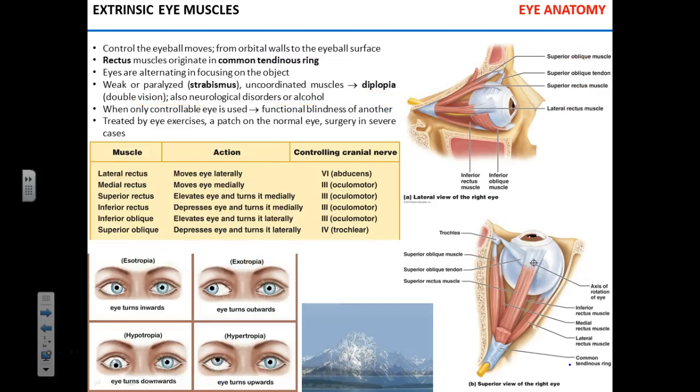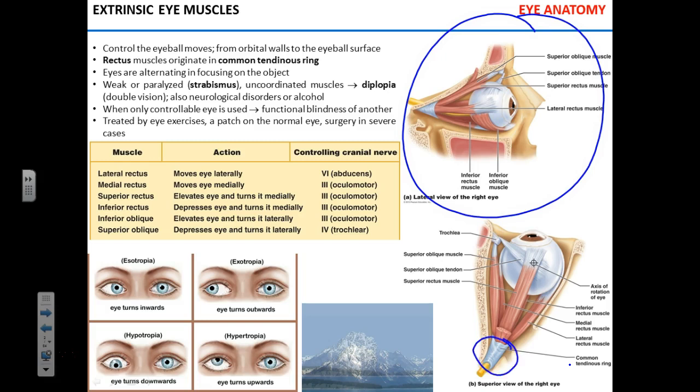Well, let's talk about external eye muscles. Don't have the model close enough. Well, too bad for me. 6 external eye muscles. They control the movements of the eyeball. There are 4 rectus muscles that originate from the so-called common tendinous ring, and 2 oblique muscles. Now, rectus muscles, they move eye in the same direction as their names suggest.